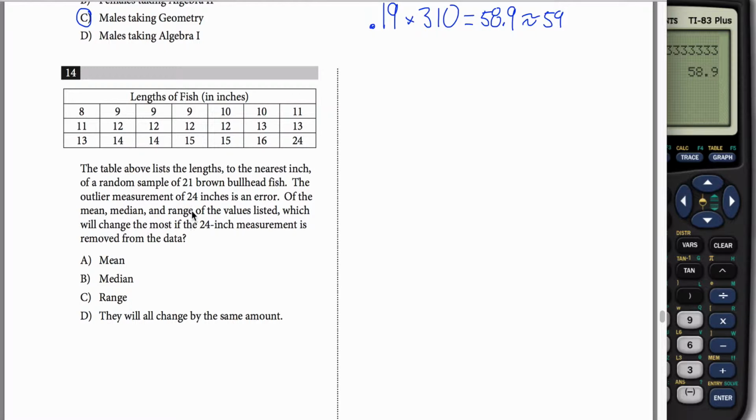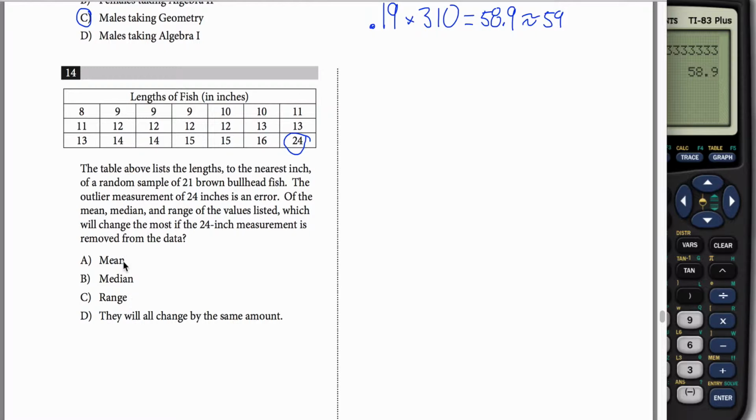And then what I am told is that there's this outlier here. This 24 is significantly more than any other of the fish. That's a huge fish right there, apparently. And what I'm asked is, which will change the most if this guy is removed? The mean, the median, or the range?